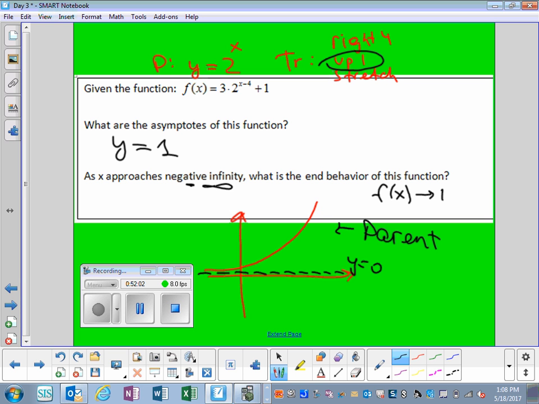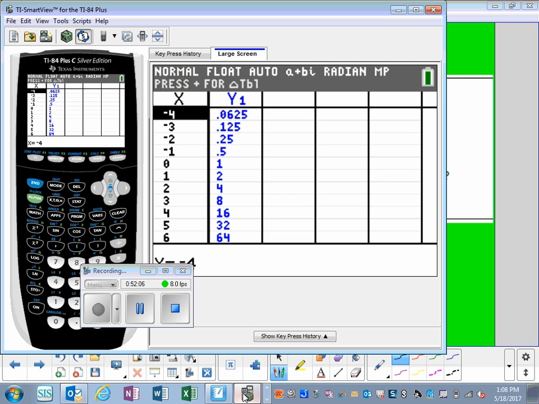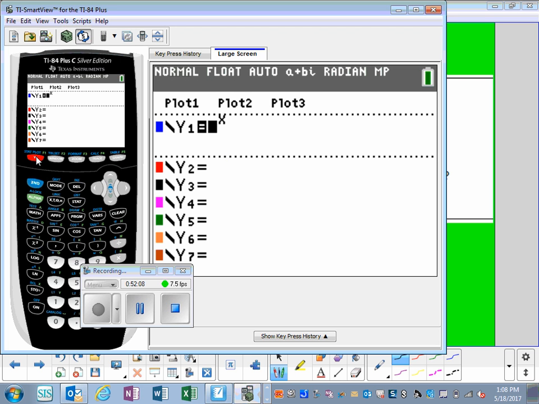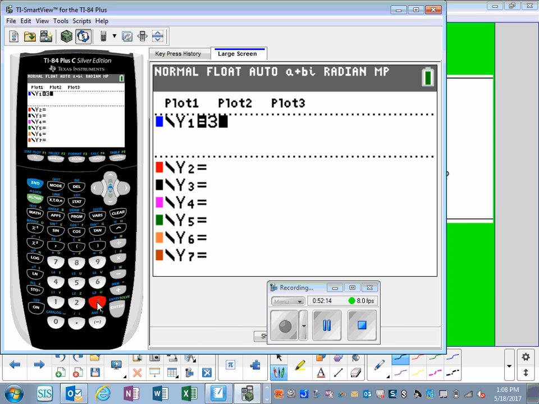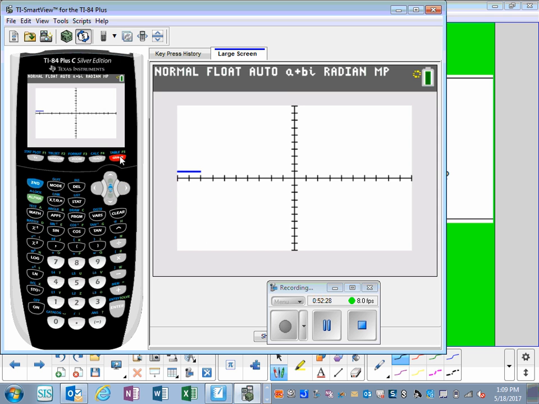And if I forget about transformations, if I go to my graphing calculator and enter this function, what will I see? 3 times 2 to the power of x minus 4 plus 1. Here's what I see.